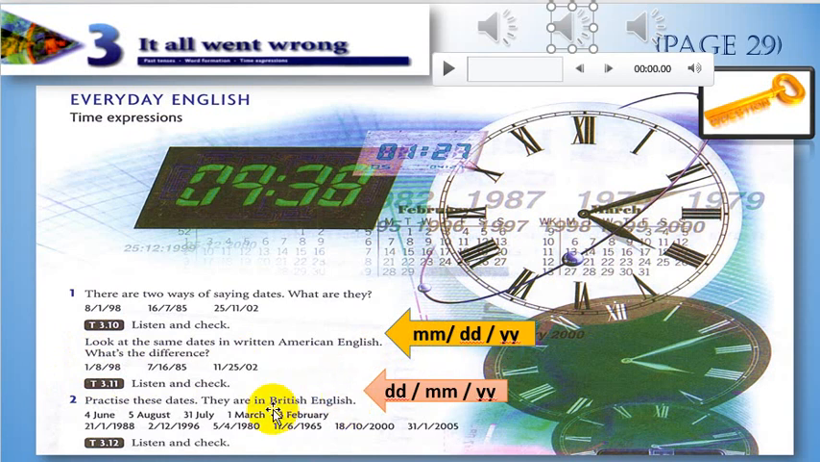The opposite is the British English. They mention the day, then the month, then the year. Let's listen.